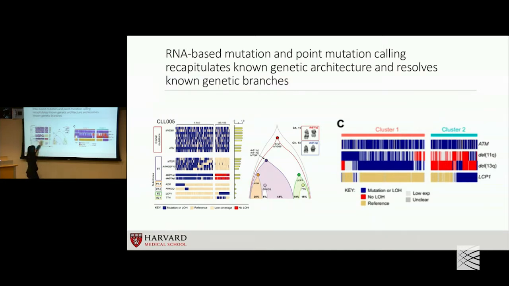So here is our original single-cell DNA approach, and here's the targeted RNA-based mutation inference from RT-qPCR. And indeed, we see a nice clonal ATM mutation and a subclonal LCP1 mutation. So now we're able to resolve the 2 genetic branches.